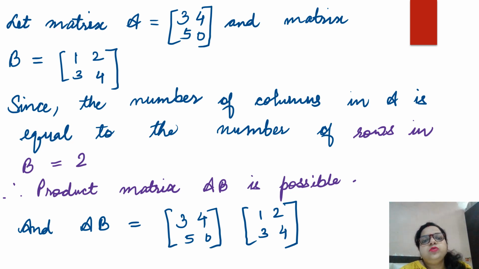Let matrix A be [3, 4; 5, 0] and matrix B be [1, 2; 3, 4]. Since the number of columns in A is equal to the number of rows in B, see, the number of columns in A is 2, and the number of rows in B is also 2. See here children, there are 2 columns here and 2 rows here. So the product matrix AB is possible, and AB is equal to [3, 4; 5, 0] into [1, 2; 3, 4].